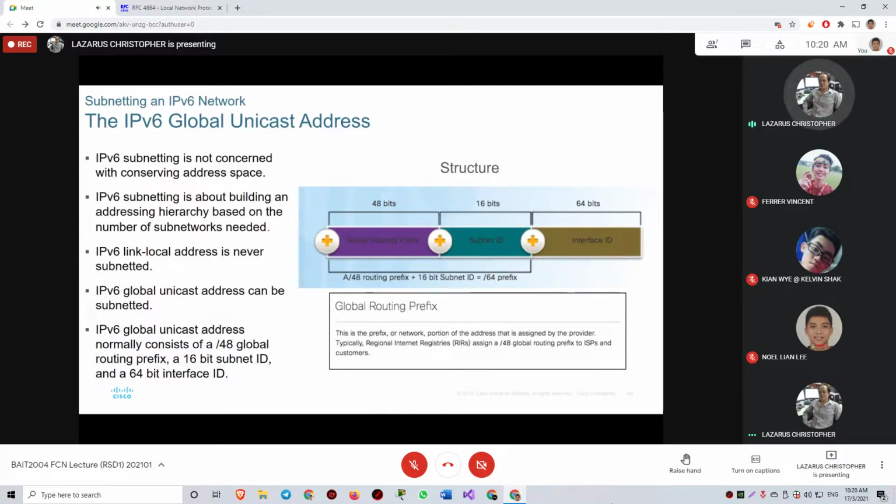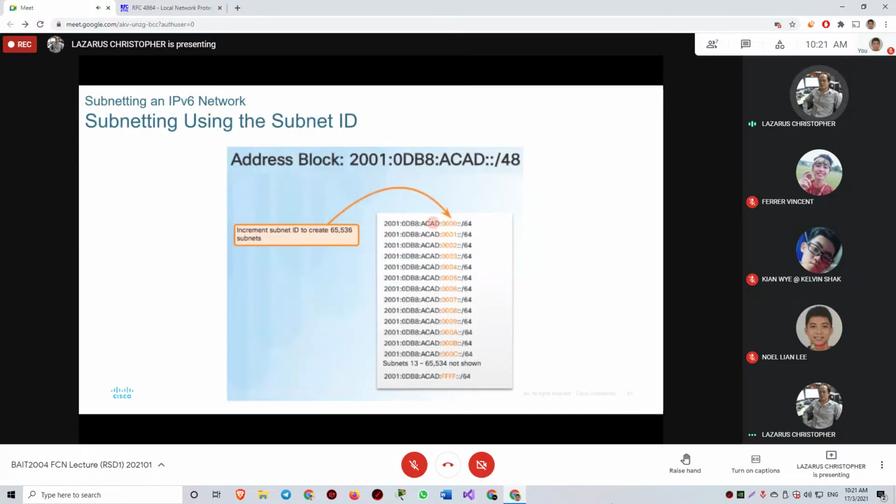Okay, for the link local address, you can view again the different types of IPv6 addresses slide to see how the link local address is created, right inside your own subnet. If you need to communicate outside of your own LAN, you cannot use link local. Then that's when you need to get the global routing prefix from your ISP.